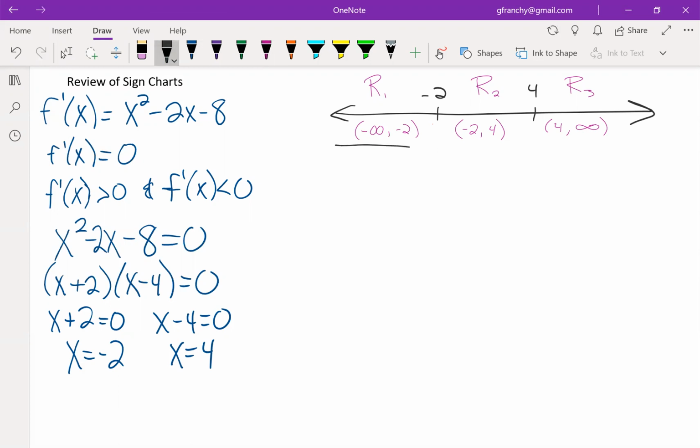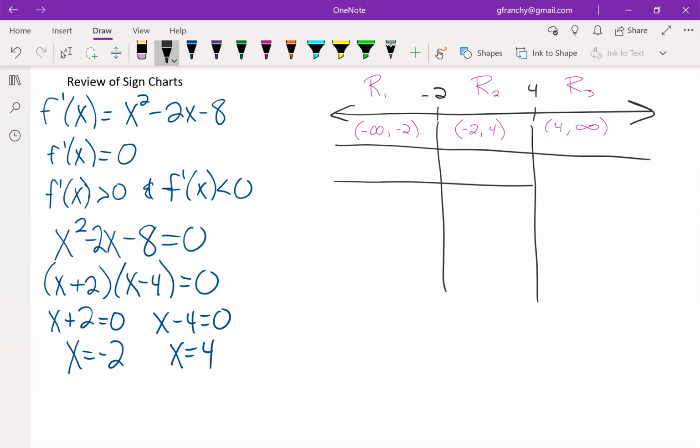So what we will then do is bring these down to keep these regions separate from each other. And then we're going to list out each of our factors individually. And I like to list them out in the order that they create points on the number line. So I'm going to put x plus 2 first. I'm going to put x minus 4 second.